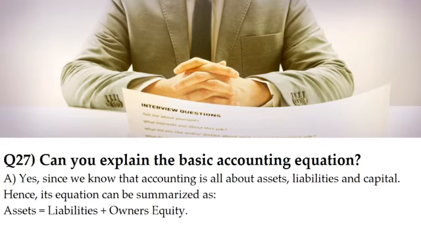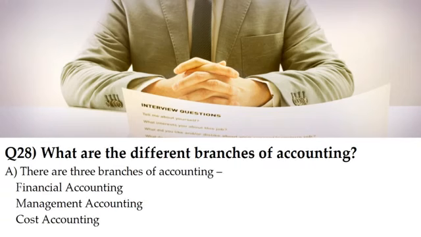27th question is, can you explain the basic accounting equation? The answer is yes, since we know that accounting is all about assets, liabilities, and capital. Hence, its equation can be summarized as assets is equal to liabilities plus owner's equity. 28th question is, what are the different branches of accounting? The answer is, there are 3 branches of accounting: financial accounting, management accounting, and cost accounting.